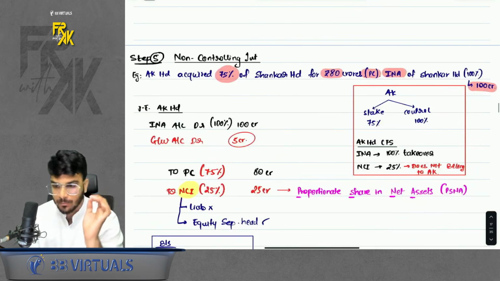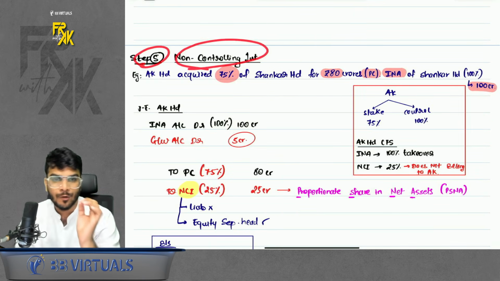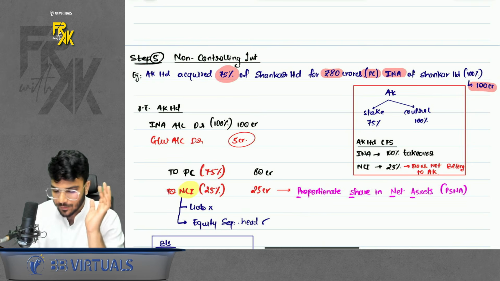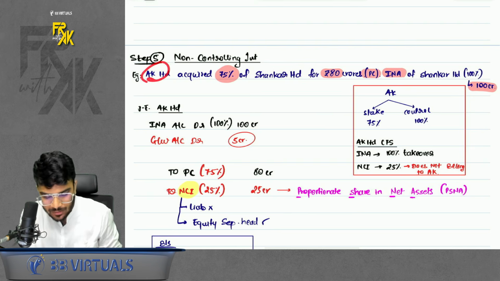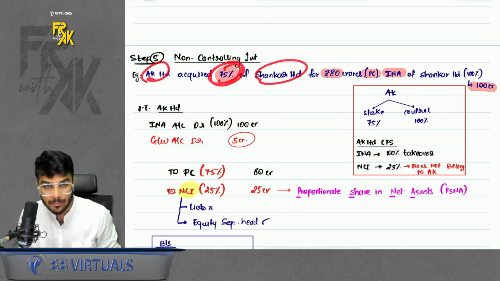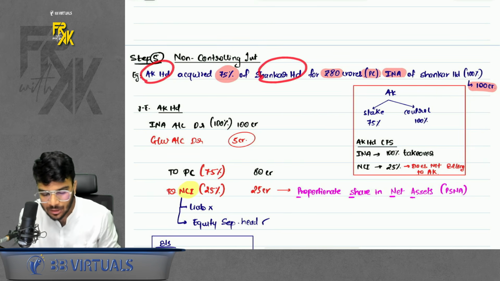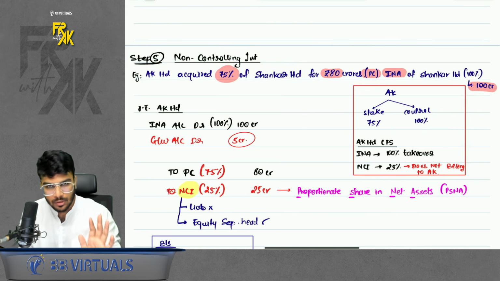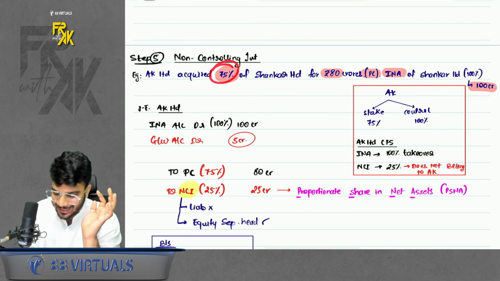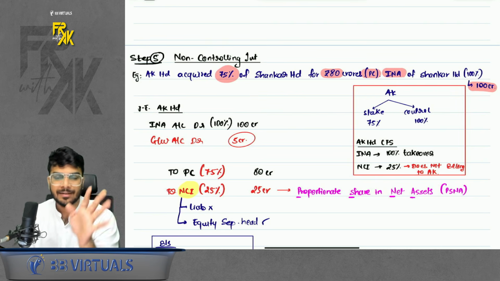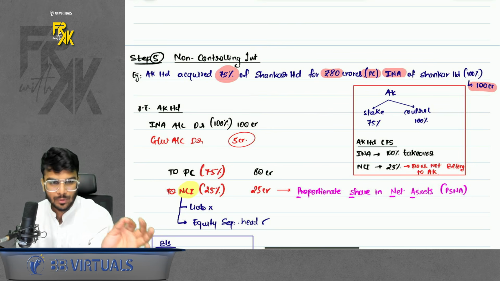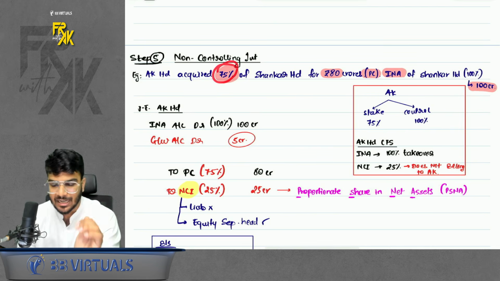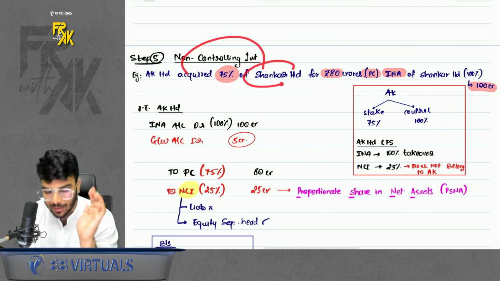Okay. Then we come on towards step number 5, that is NCI. What is the meaning of NCI? See, one thing I always remember, let's say we are taking over a 75% stake of Shankar Limited. So AK becomes the parent, Shankar becomes the subsidiary, and because you are taking over more than 50%, control comes to you. Okay. So even if your stake is 75%, your control is 100%. Okay. Do remember this. Control is never partial. It is either there or not there. So even if your stake is 75%, you control Shankar Limited 100%.